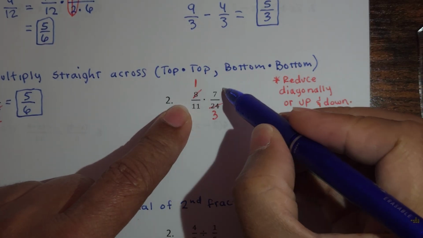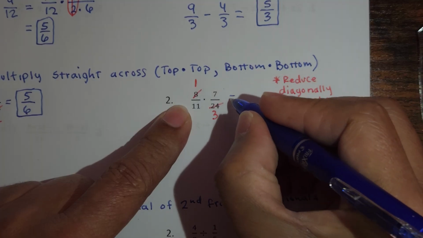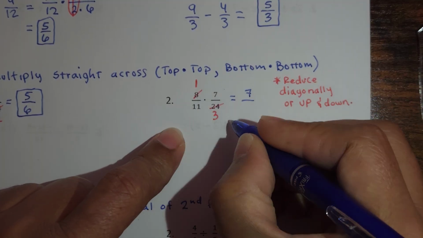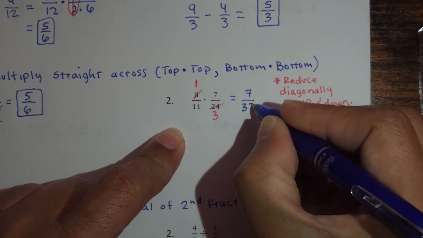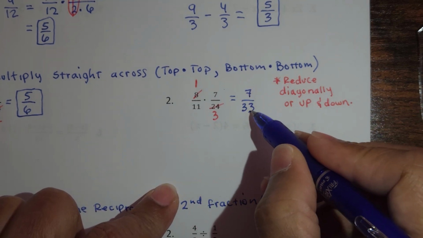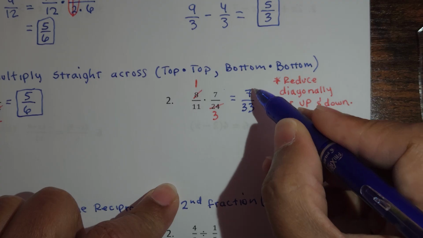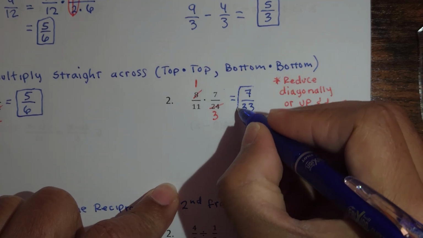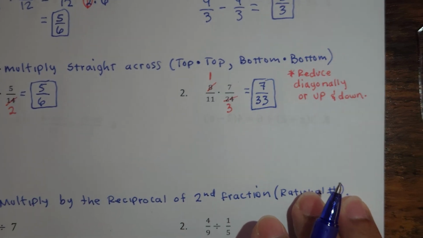Now multiply across top and across bottom. So 1 times 7 is equal to 7. And 11 times 3, that's equal to 33. Then these two, 33 is not prime, but you can't simplify them at all because 7 does not go into 33 evenly. So this is our final answer for this example.